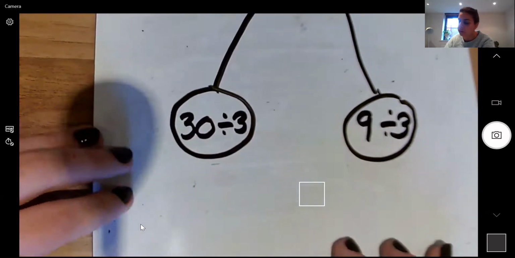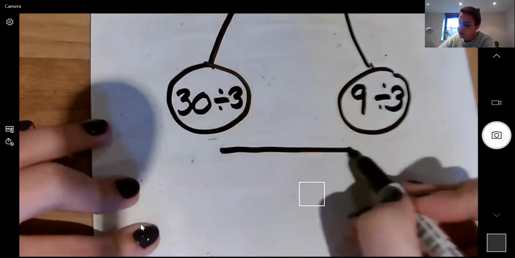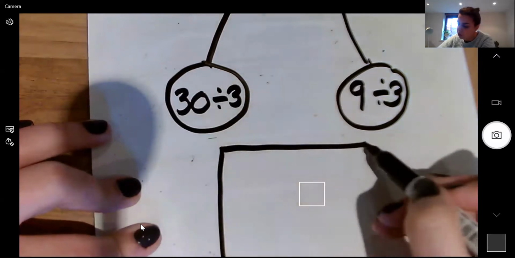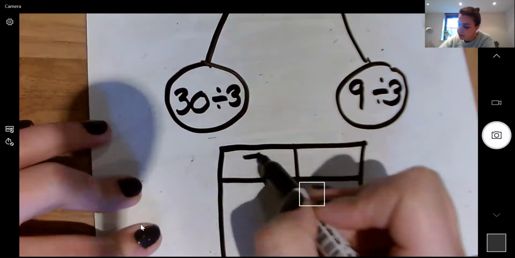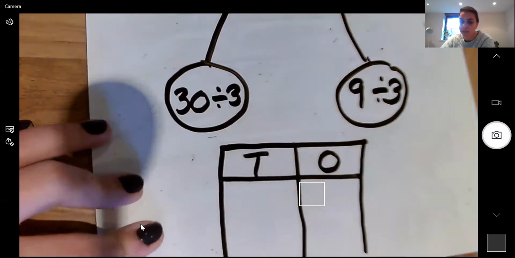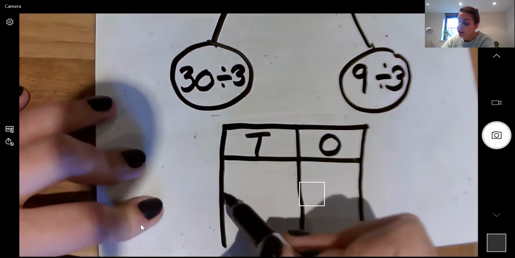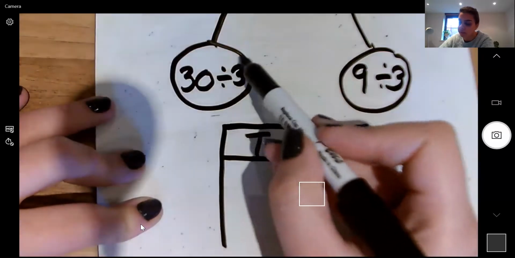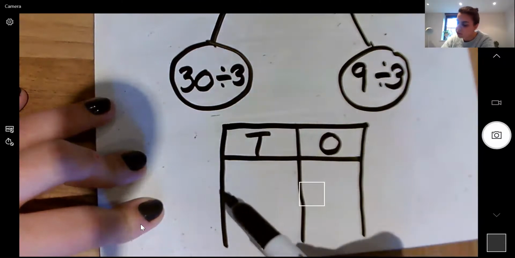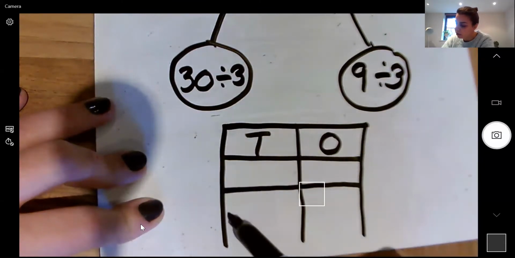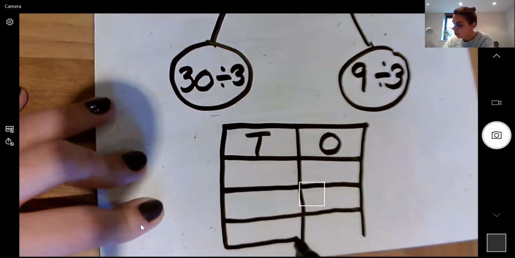Now we're going to draw our table. So I'm going to draw mine, and then I'm going to ask you to pause the video so you've got a chance to draw yours. So again, I'm going to have my tens and my ones. And again, if you were doing this in your book, would you be using a ruler? And I need 3 rows again because it's divided by 3. If it was divided by 5, I would need 5 rows. So I'm going to have 3 rows, 2, 3.